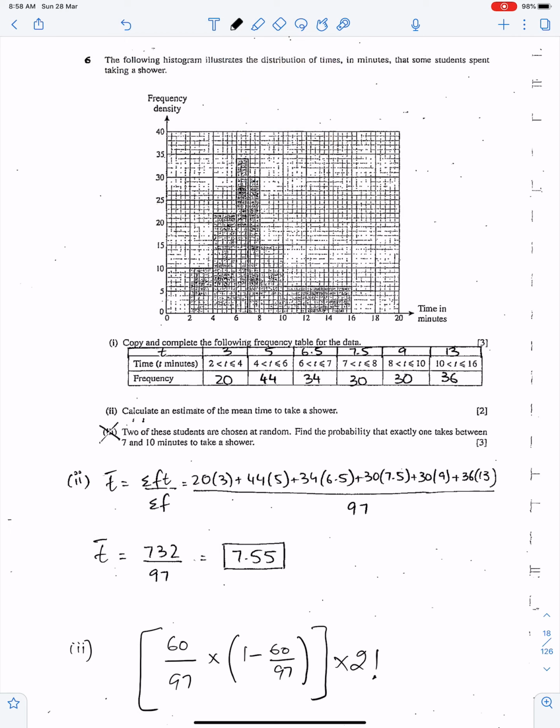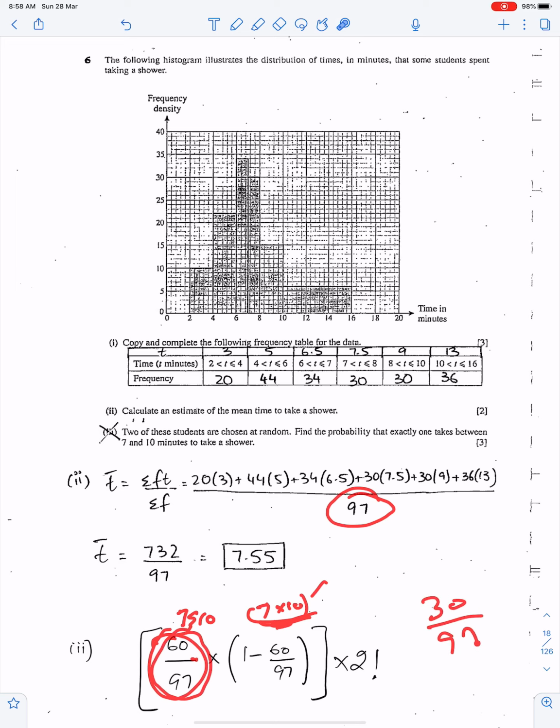And probability, this is so simple. Two of these students are chosen at random. Find the probability that exactly one takes between 7 and 10 minutes to take a shower. So between 7 and 10 minutes, there are 60 students. So 60 upon total, and the total is 97. So one is of this range, 7 and 10, and the other is not from this range. So those number of students will be 1 minus 60 upon 97, that is 37 upon 97.